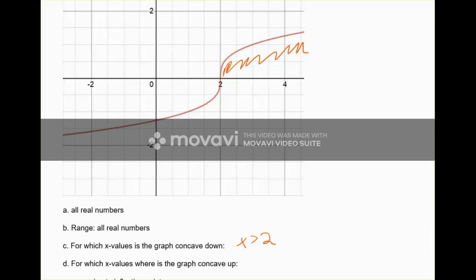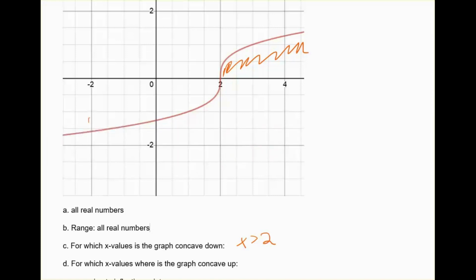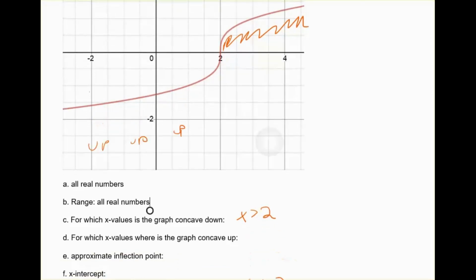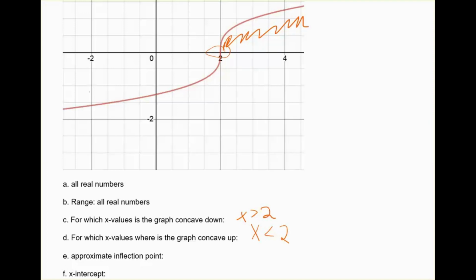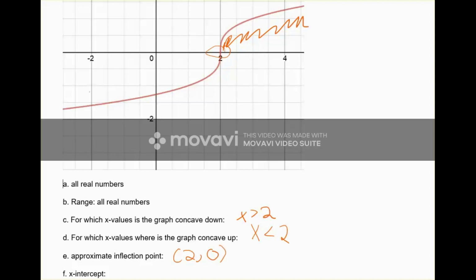For which x values is the graph concave up? Well, that is over on this side. This is concave up over here. So that would be x is less than 2. And then, of course, we're asked to approximate the inflection point. The approximate inflection point looks like right about here. Now, we have to use calculus to find the exact point, but it's going to be very close to that or exactly that.